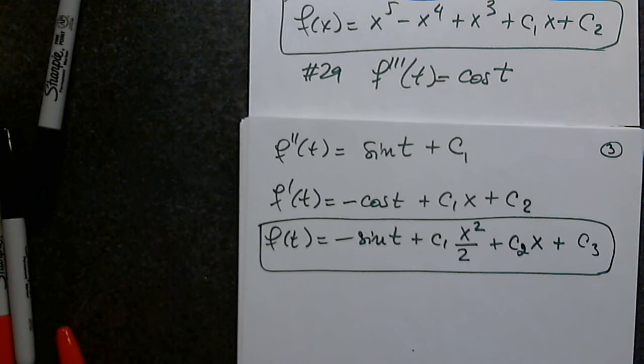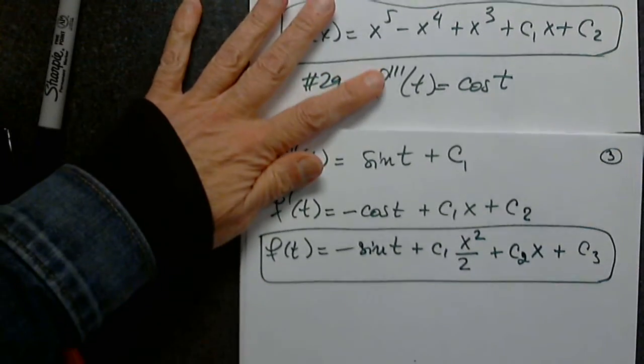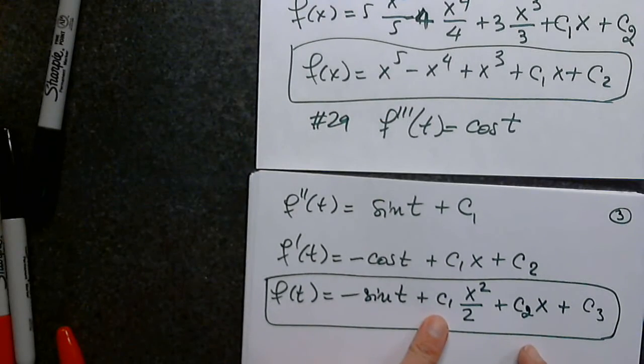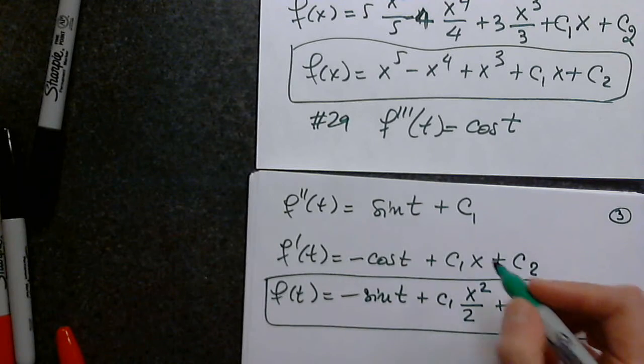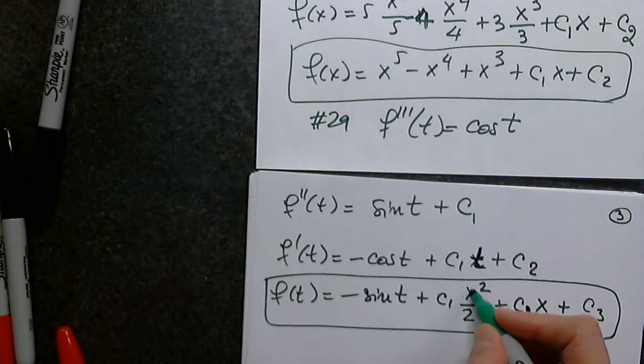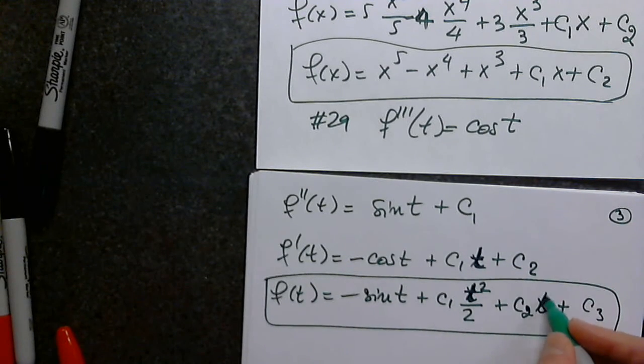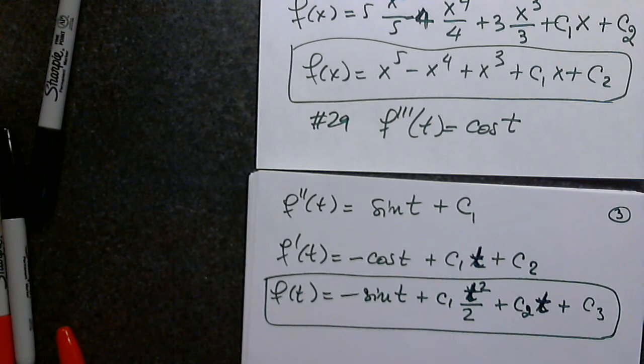Again, this is the most general antiderivative. What do I mean by that? For those x's, they should be t's, right? Yeah, they should be t's. So the only time you have to use the capital F is if you were given f of x to start with. Correct.